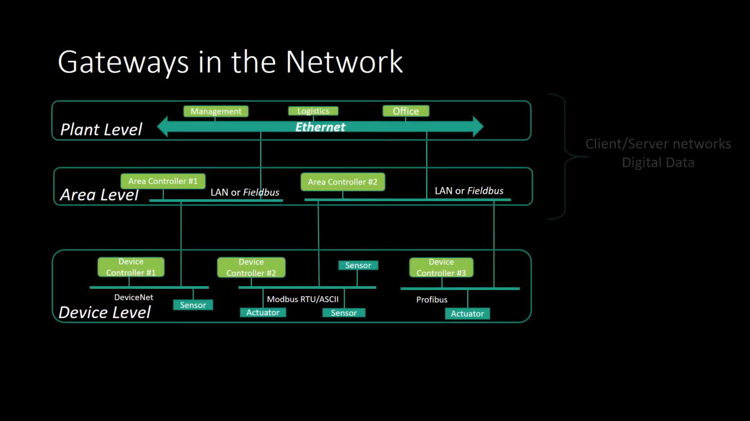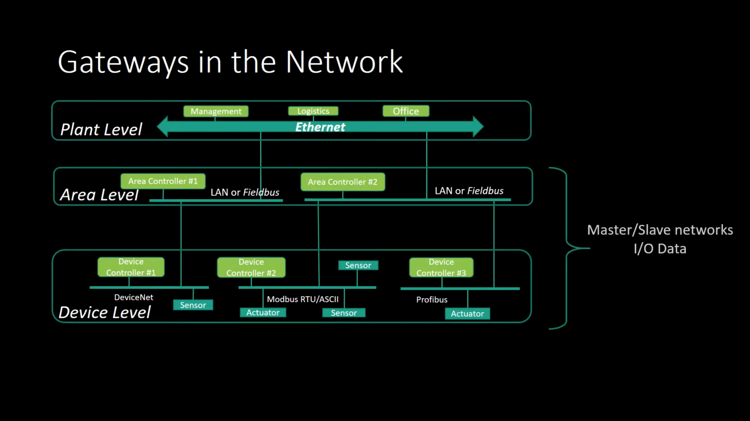Client-server networks tend to be the higher level networks where large quantities of digital data are exchanged. These are not usually time-critical operations, such as accessing an Excel database or sending an email. Device-level networks tend to use I/O data or messages in a master-slave configuration. These networks send smaller amounts of data, but in a reliable, consistent, time-critical manner.